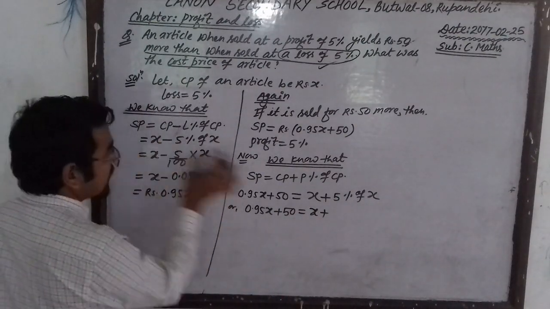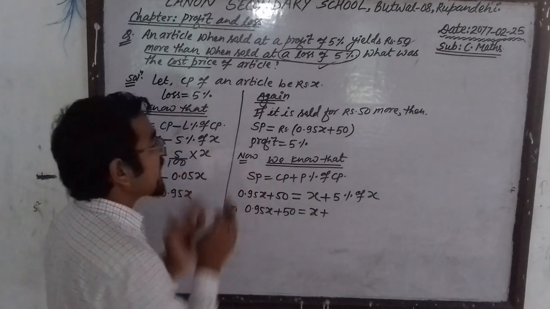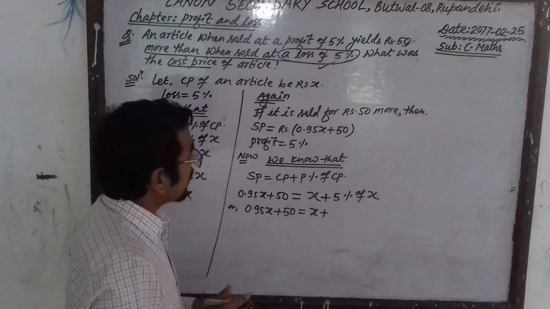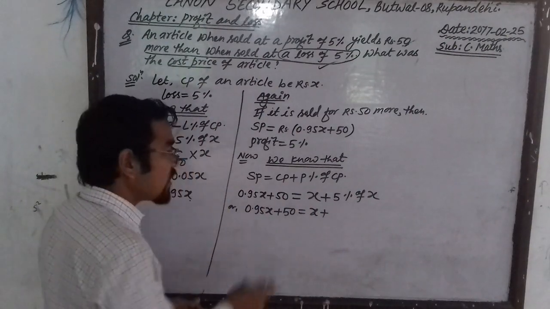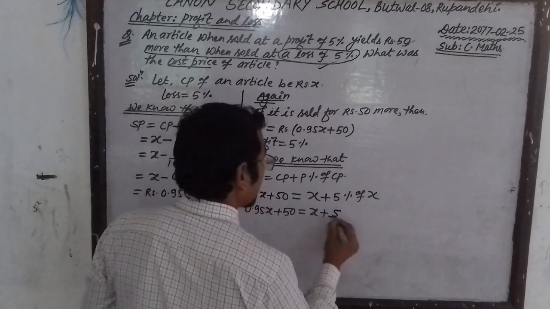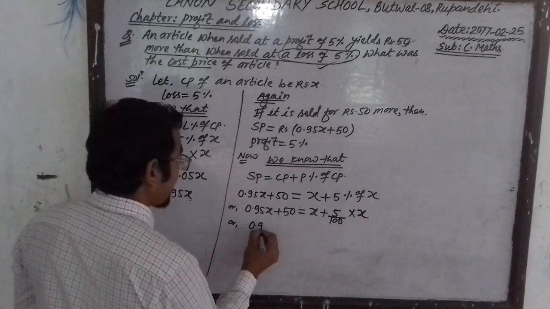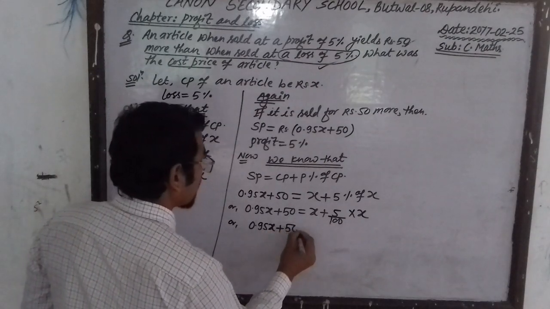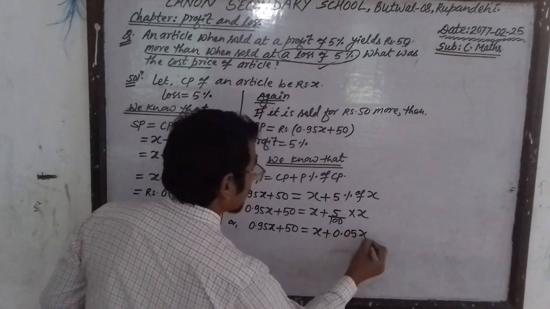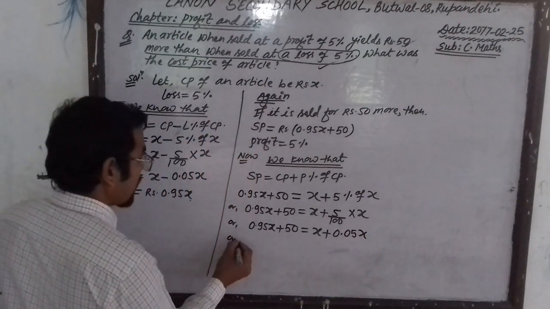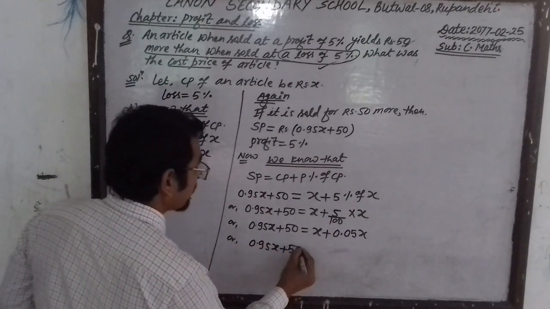The calculations are very easy. The only thing to understand is these two parts: what we have to do where. If you understand the problem, then the solution is very simple. X plus 5%, that is 5 divided by 100, and of means multiply. So 0.95 X plus 50 rupees is equal to X plus 5 divided by 100 of X. If you press the calculator, 0.05 multiplied by X gives 0.05 X, and 0.95 X plus 50 rupees we put as it is.